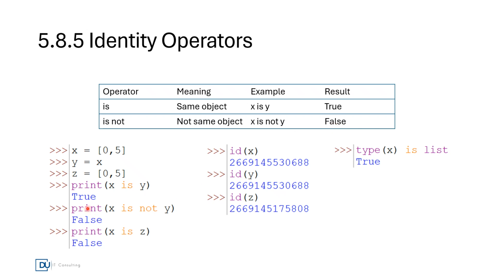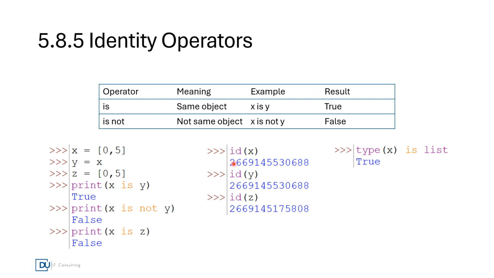As you can see here, we have x, a list containing 0 and 5. Then we have y pointing to the same object. Then we have z pointing to a new object, 0 and 5. Now when we try x is y, we get true because x and y are pointing to the same object. Then x is not y gives false. Then x is z is false, because x and z may have the same list containing the same items, but they are different objects.